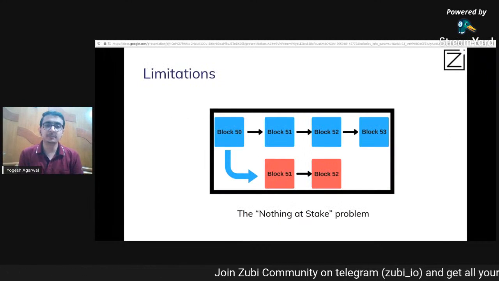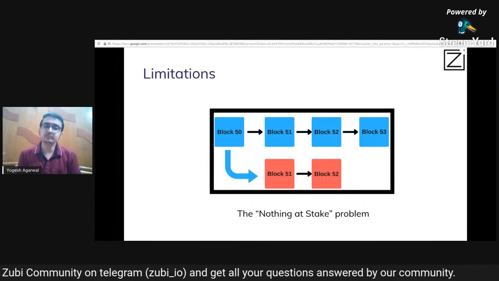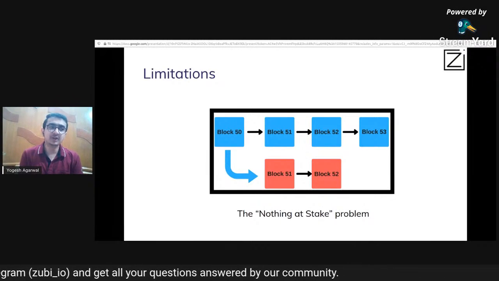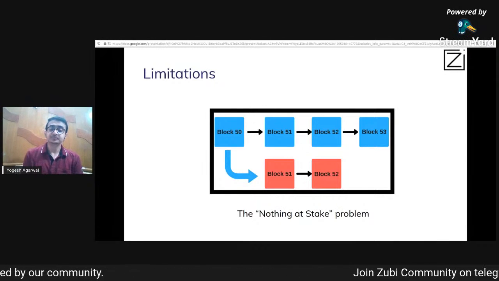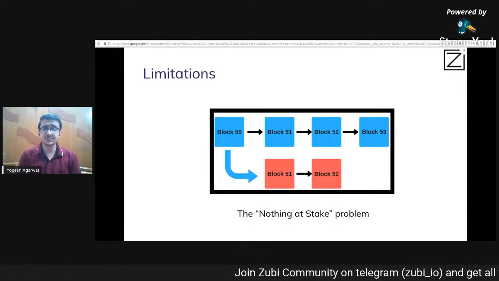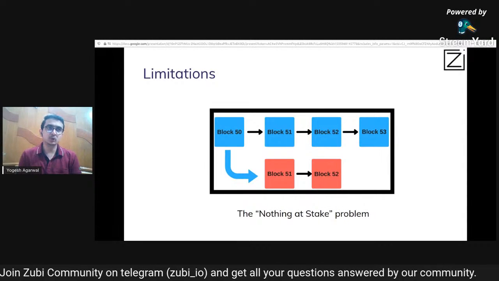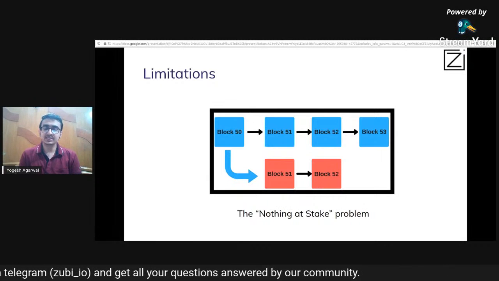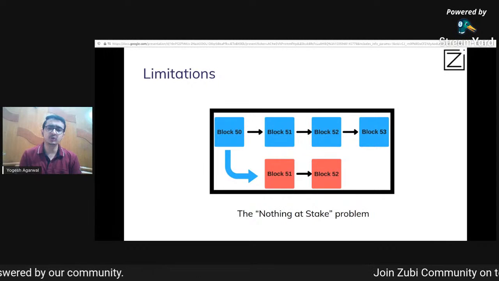So what problem proof of stake faces is that there is a term called the nothing at stake problem. Suppose you become a validator. Now you have to create blocks and verify blocks. Let's say in this illustration you can see there are two chains. The blue chain is the original chain, and the red chain is another chain that a malicious node is trying to create.